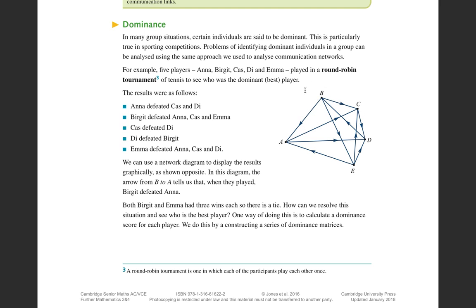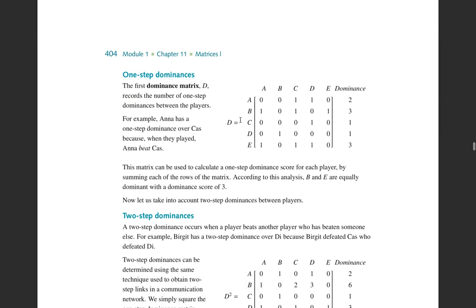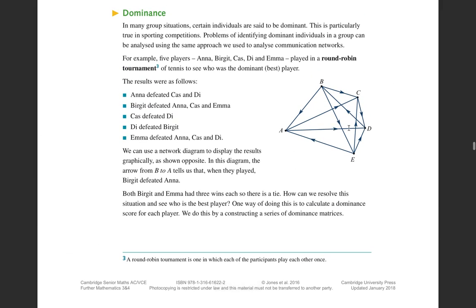In this competition, it's a round robin tournament. Every player plays the other one once. So there's one arrow connecting every combination of letters. What we can do with this is place it in a matrix. What we can look for is a one-step dominance. A one-step dominance indicates teams beating another team directly. So a 1 in the matrix indicates a dominance over the other team.